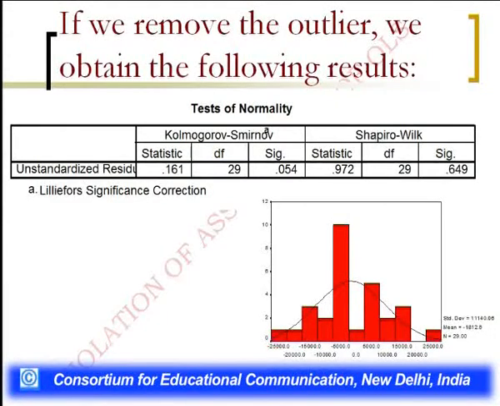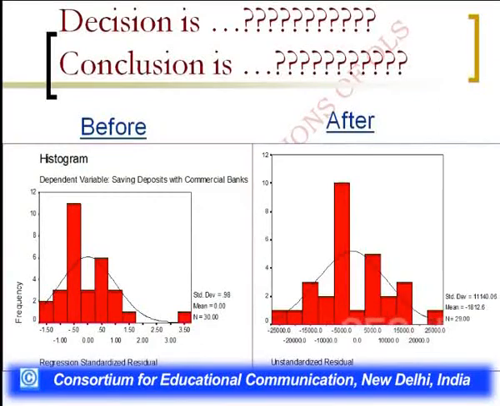The unstandardized residual is coming to 0.161 with 29 degrees of freedom. Significance is 0.054, and the Shapiro-Wilk statistic is 0.972 with 29 degrees of freedom, followed by a significance value of 0.64. So this is again a violation of the assumptions. Let us see the results before and after, that is, if we remove the outlier, is there an impact on this?